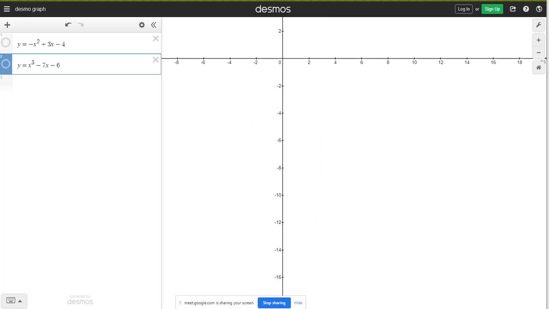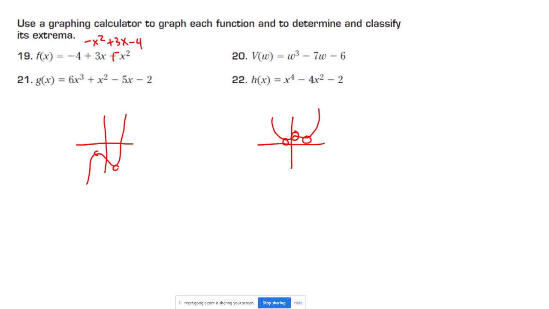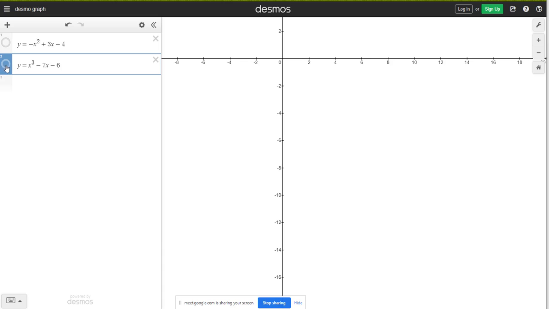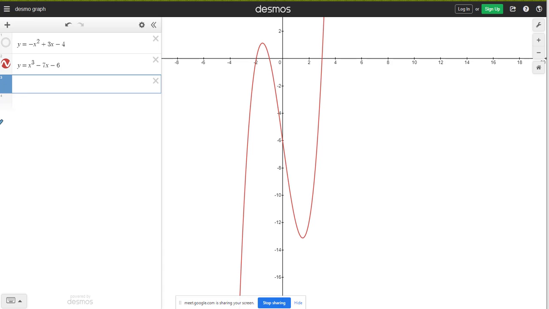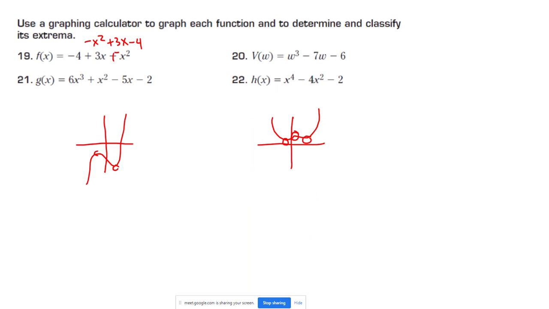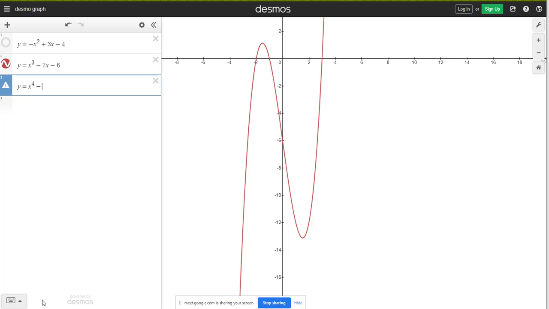So let me take a look at it again. So we've got x to the fourth minus 4x squared minus 2. So y equals x to the fourth minus 4x minus 2. So x to the fourth minus 4x minus 2. And let me turn off number 2 here.